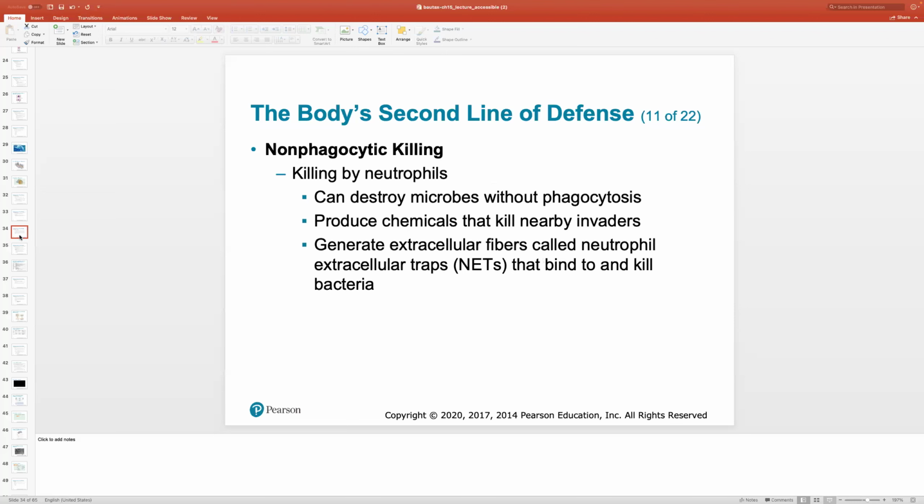And then there are the neutrophils, and they can destroy invaders without phagocytosis. They produce chemicals that kill the nearby invaders, and they have extracellular fibers called neutrophil extracellular traps, or nets, clever, that will bind and kill bacteria.